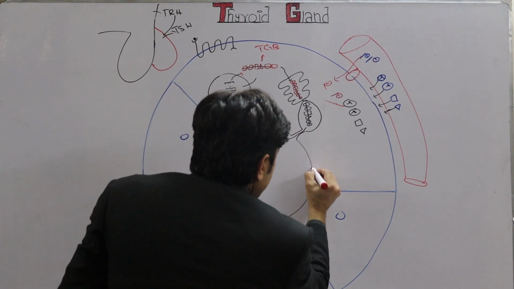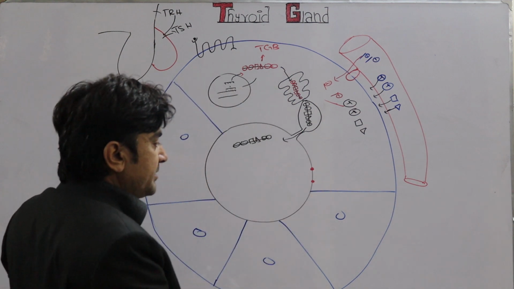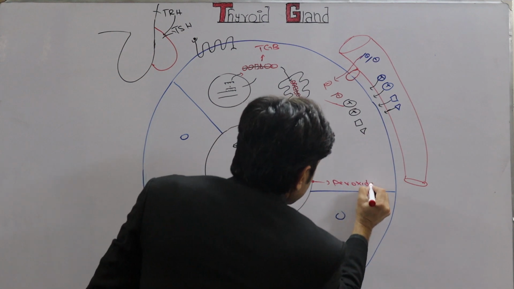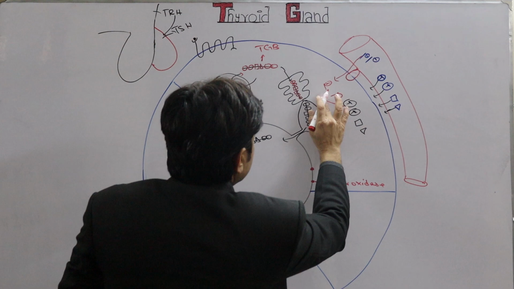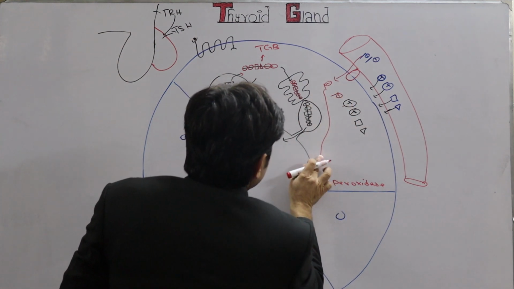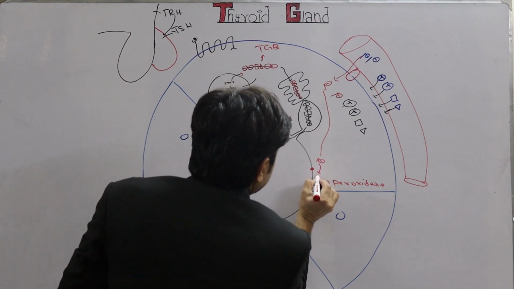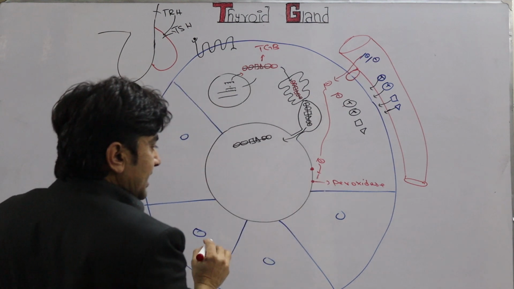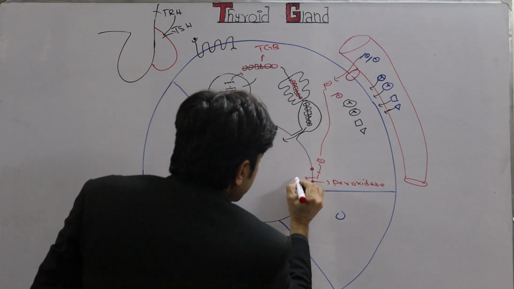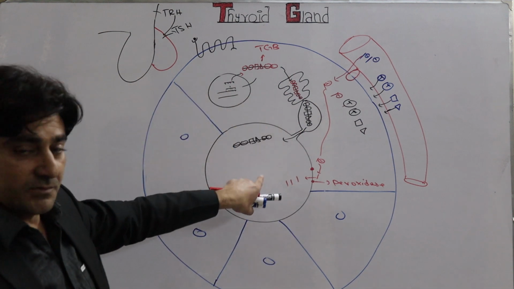So here are enzymes attached with the apical membrane. These enzymes are called peroxidase enzymes. These enzymes oxidize these iodides into iodine. Now the iodine can cross the membrane. Here is now iodine. A lot of iodines are also present in the lumen of the follicle.